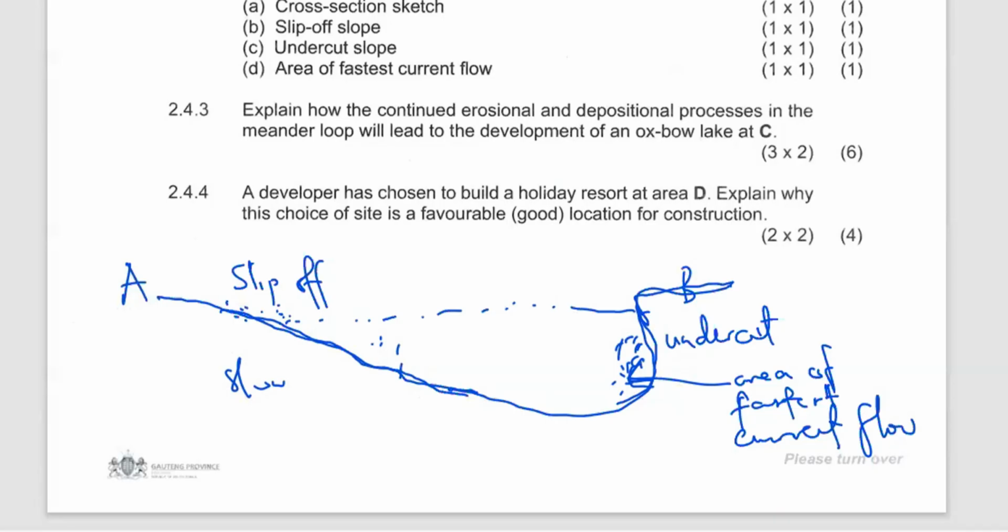And you must label your slip-off slope on this side, label the undercut on this side, and areas of fast velocity, we find it on this extreme end of our river channel. Right. Moving on to the next question.